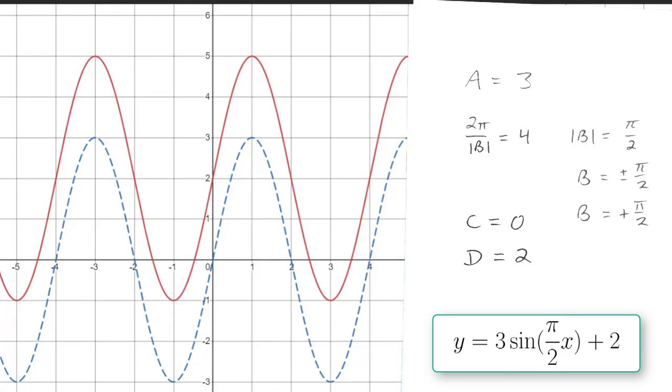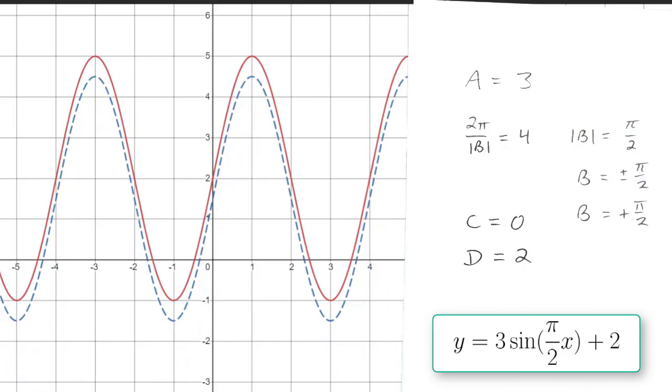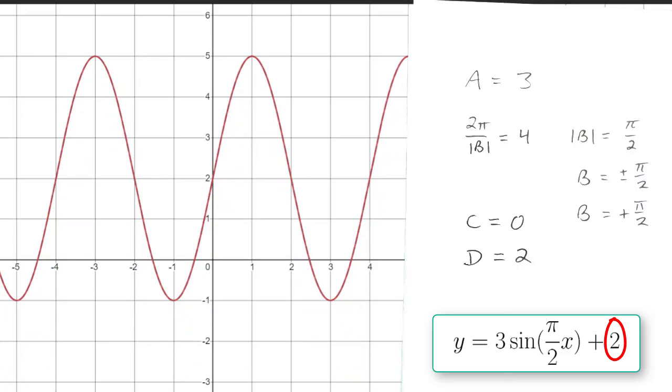Now, c we said should remain 0. And that makes sense. It doesn't look like I need to shift this to the right or to the left. All I've got to do is lift it up. How far up do I have to lift it? Well, 2 units. If I lift it up 2 units, I see I've found my curve. So that confirms what we found here. So that is the expression for our sinusoidal curve.